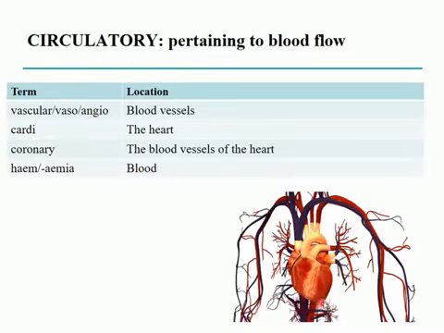Cardi, I've gone through before. This is a special one, coronary. It relates to the blood vessels of the heart, because the blood vessels of the heart are arranged in a very special network. And if you just took them in isolation away from the heart itself, they're shaped like a crown. And so they're called coronary. Heme as a prefix is relating to blood, but emia as a suffix also relates to blood. So hemoglobin and anemia or leukemia.